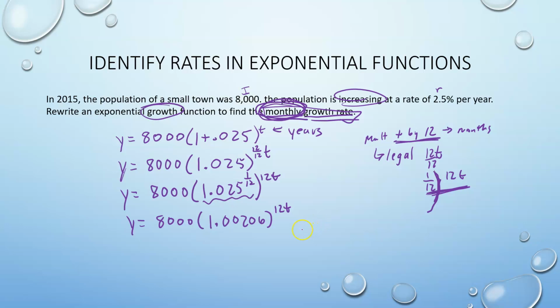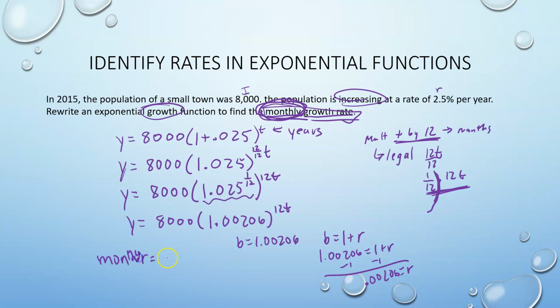Well, yesterday we talked about if we know what B is, so B is 1.00206, and we did this yesterday. Okay, so we said, well, we know B is 1 plus R in this case. So if B is 1.00206 equals 1 plus R, to find out the R, I would subtract 1. So I get 0.00206 equals R.